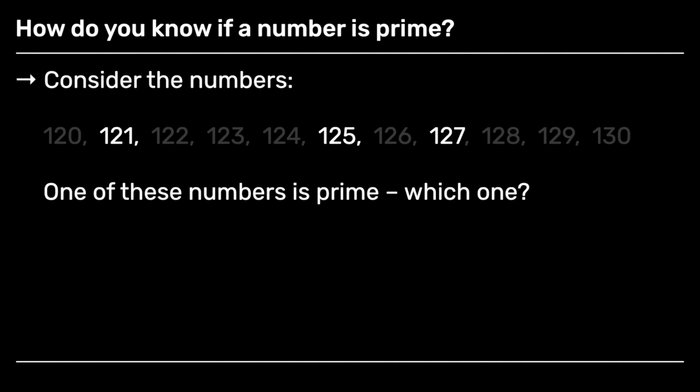So now we are left with 121, 125, 127. Let's carry on. We've checked for 3. We've checked for 4 by checking if it's even. There are no other even numbers left, so none of them can have a factor of 4. 5. Does it end in a 5 or a 0? Yes, 125 ends in a 5. We know that must have a factor of 5. Get rid of that. So now we're left with 121, 127.